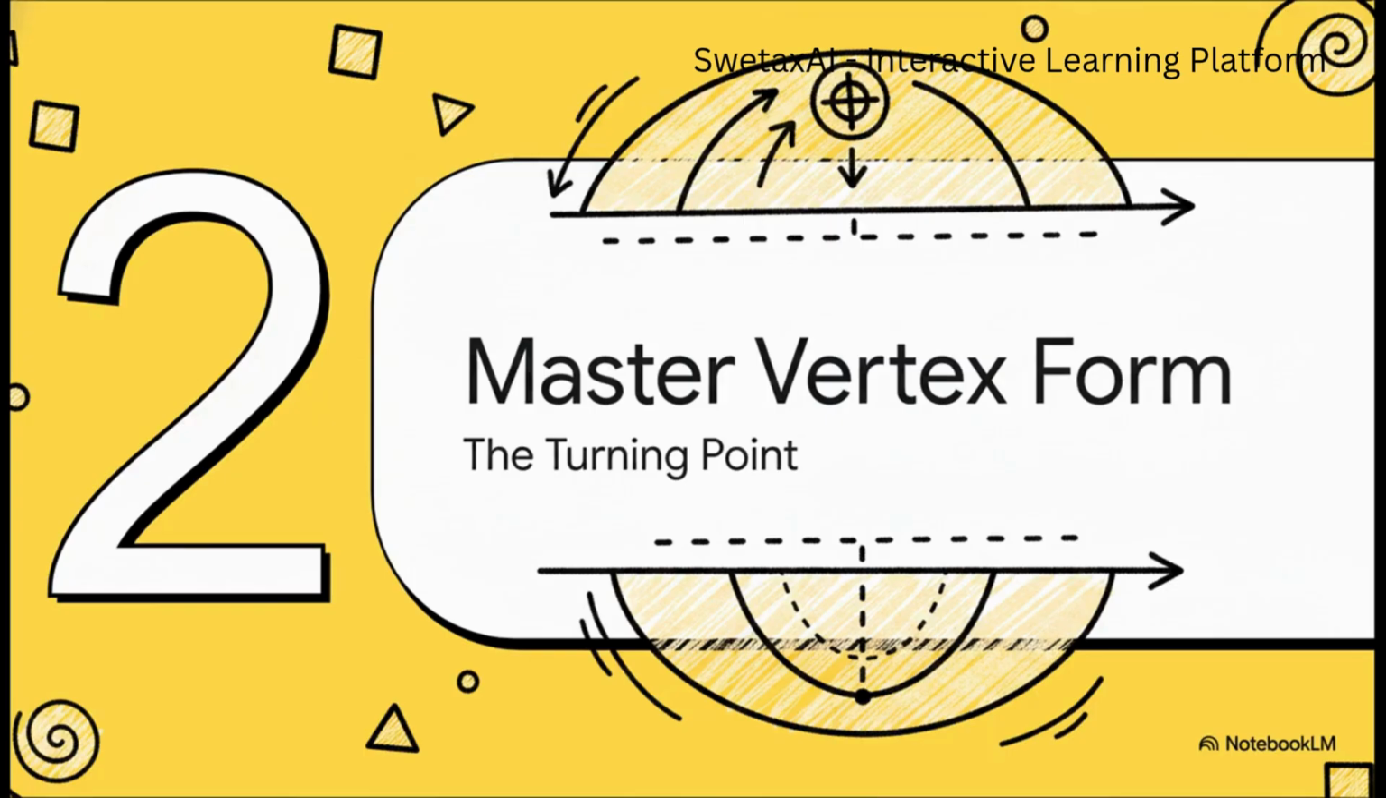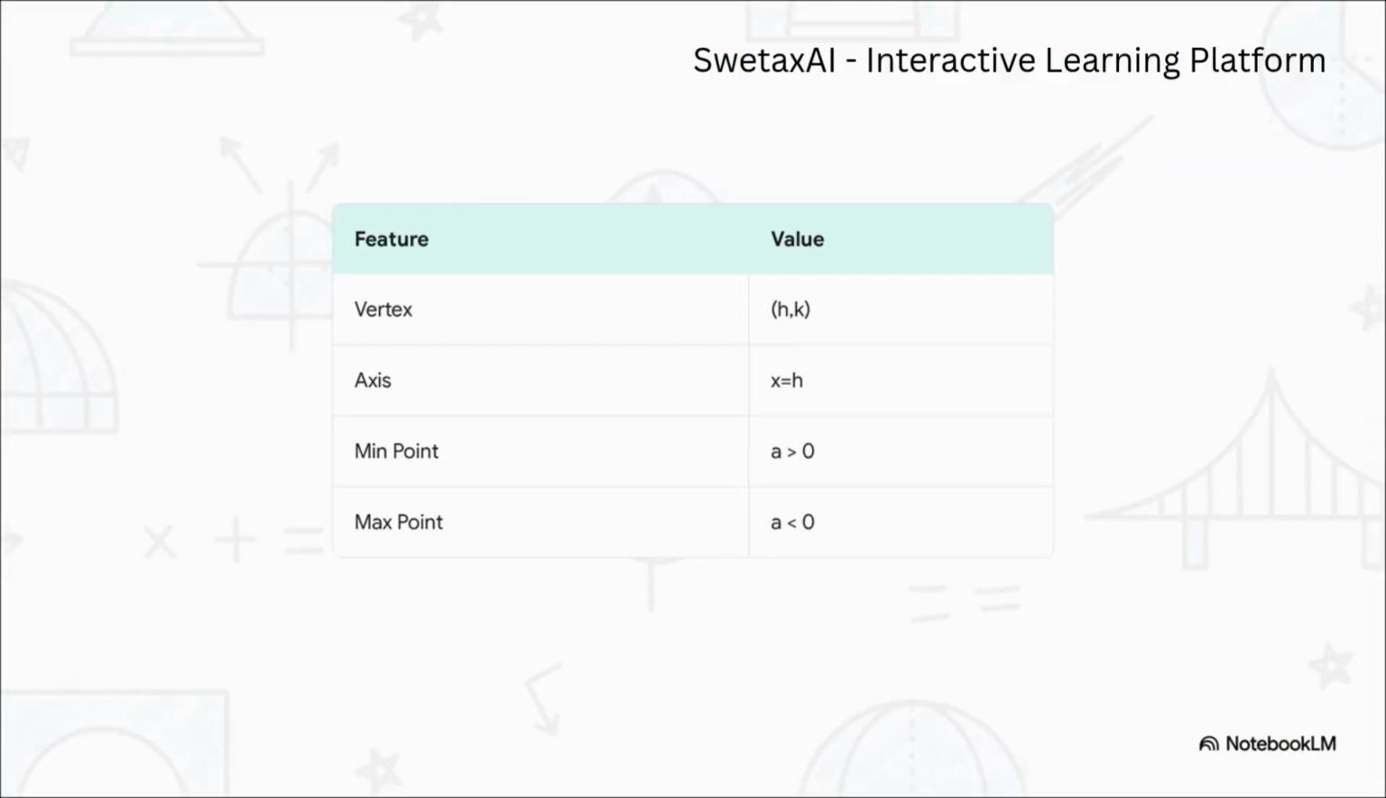Section 2. Mastering vertex form. The turning point. If a standard quadratic equation is like a raw, unfiltered map, vertex form is literally your ultimate cheat sheet for finding the key landmarks. When we arrange our math into this specific format, the turning point, the very tip of the parabola, which we call the vertex, is immediately visible as the coordinates h, k. We can also instantly spot the axis of symmetry. That's the exact middle line that folds our graph perfectly in half right at x equals h.